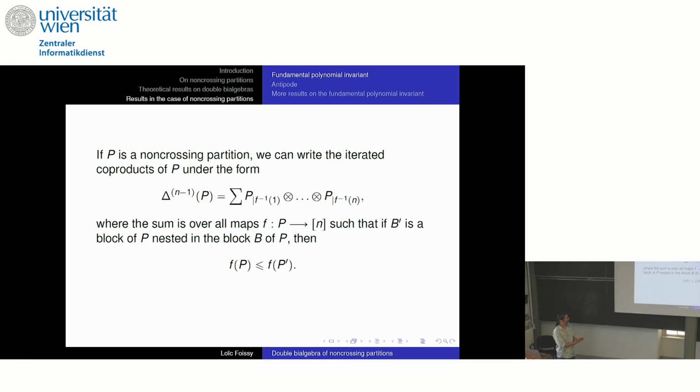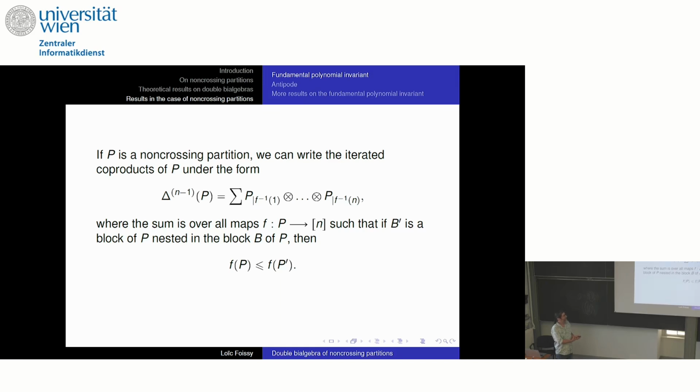So what is the fundamental invariant for the chromatic polynomial? Well, what you have to do is to iterate the coproduct. So the coproduct is separating the graphs, the non-crossing partition, the blocks into two parts, one on the left, one on the right. So this means that in fact, you apply a map F from P to N.